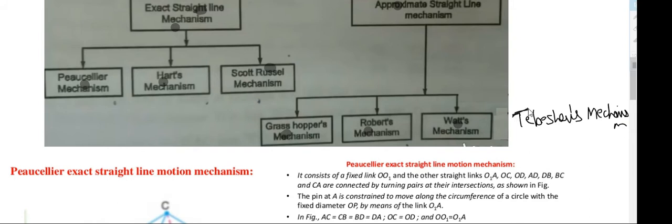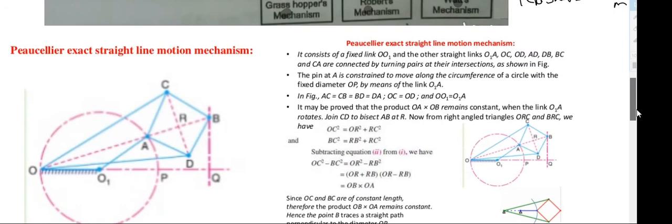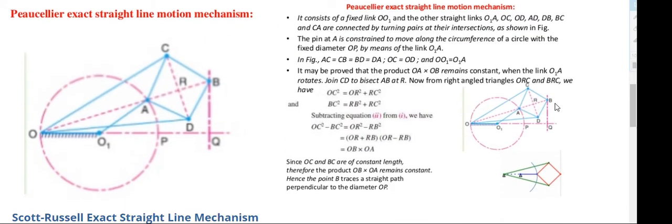Chebyshev's mechanism. Chebyshev's, it's a Russian name. Chebyshev's mechanism is also an approximate straight line mechanism. There is a name that we will not study anyway. So we will first see what is a Peaucellier-Lipkin mechanism.